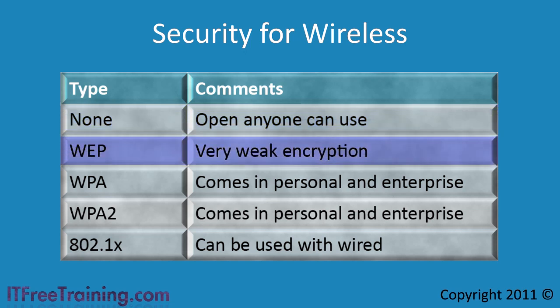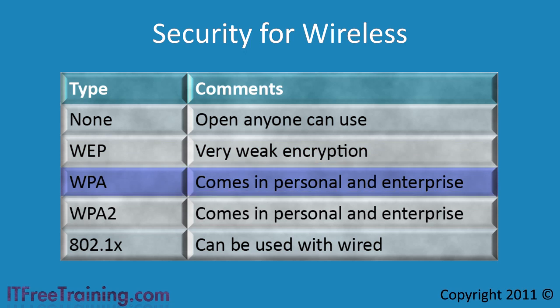The next type of security is WEP. WEP stands for Wired Equivalent Privacy. When it first came out, it was designed to give you the same security on wireless networks as wired networks. However, it has been proven to be very weak, and there are a lot of hacking tools on the internet that will break WEP security.